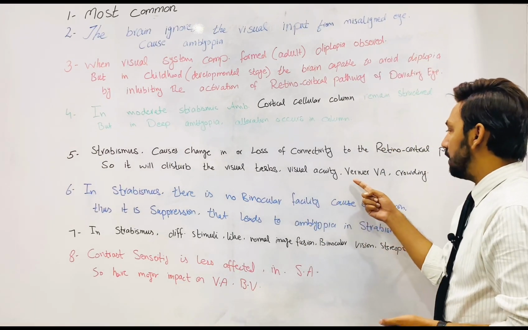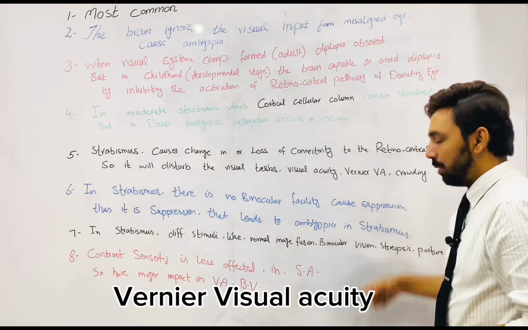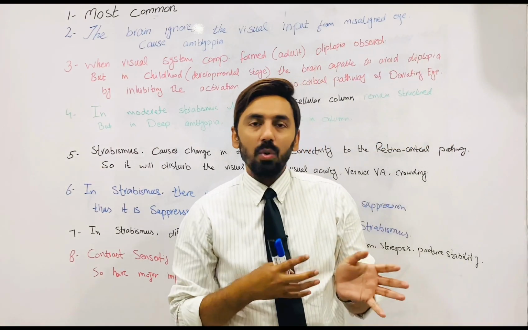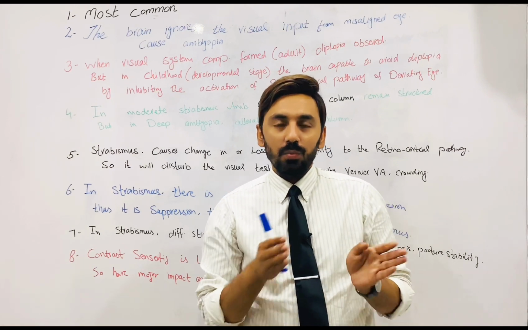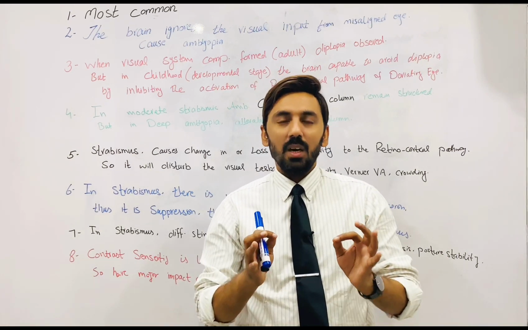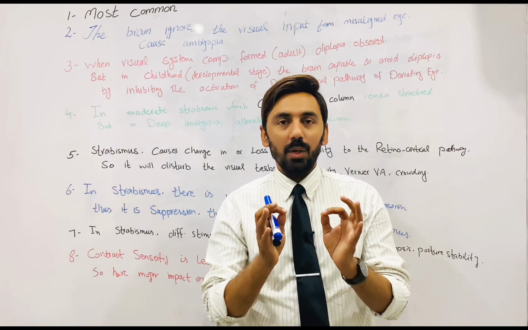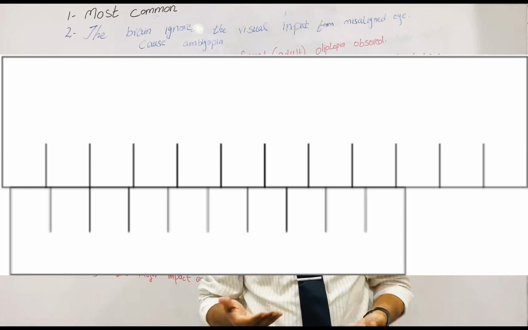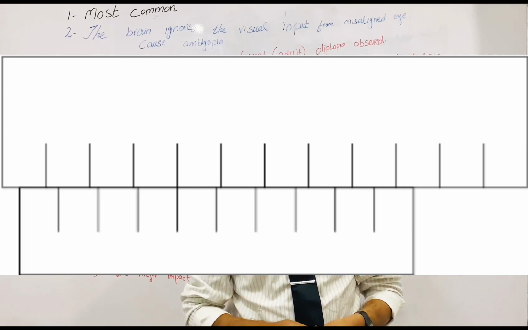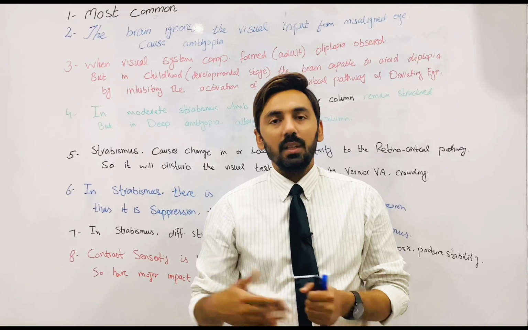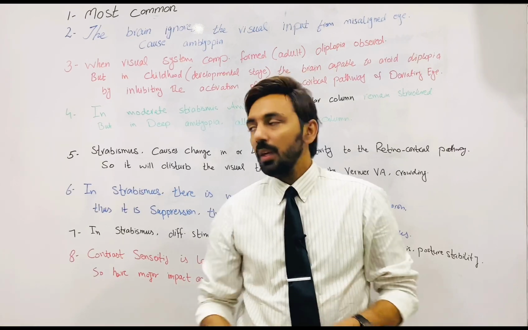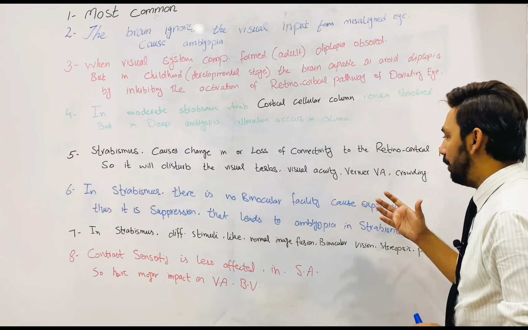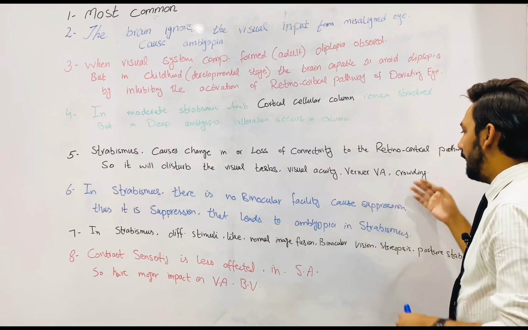And the next one is, you will lose your vernier visual acuity. So what is vernier visual acuity? Vernier visual acuity is actually a specific type of visual acuity. In vernier visual acuity, there is the smallest minute misalignment. You will observe the smallest minute misalignment between the lines, right? So vernier visual acuity is more accurate than normal visual acuity, right? So you will also lose this minute kind of visual acuity, which is called vernier visual acuity, right?